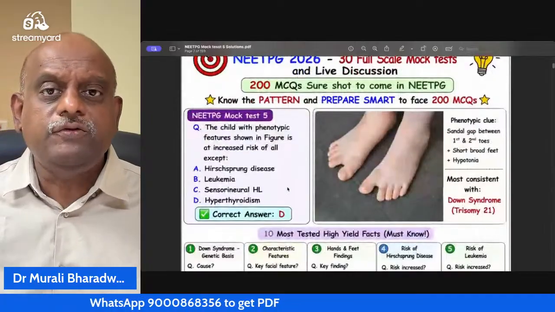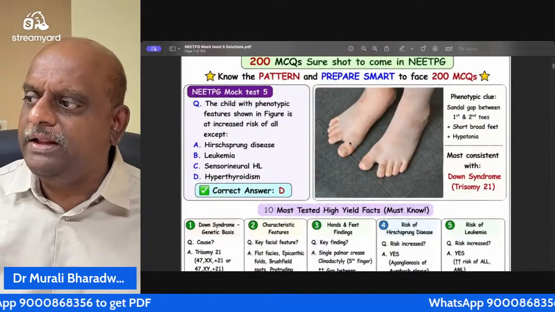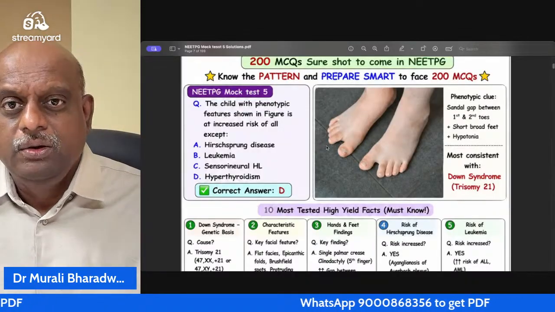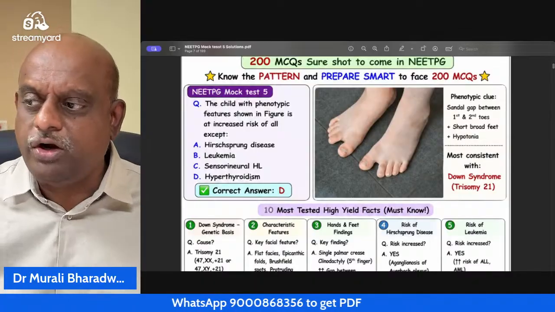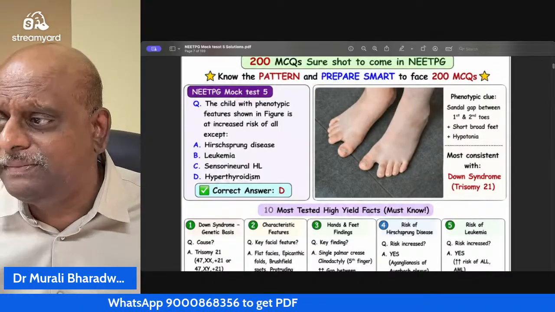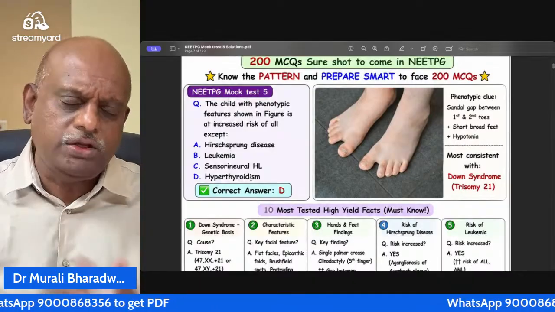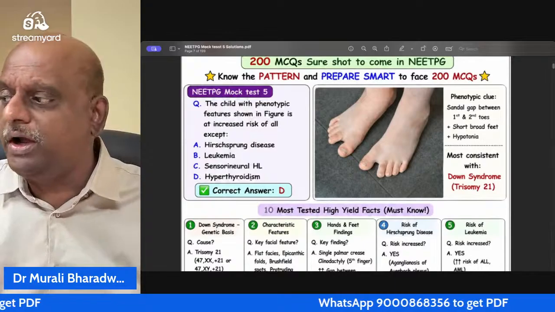So now, doctor, a child with this phenotype. So what do you see here? There is a sandal gap between the big toe and the second toe, which is typical of Down syndrome. And in Down syndrome, what you see is hypothyroidism, not hyper. But Down has Christian disease, leukemia, sensorineural hearing loss, association with all of these is what you have to remember.